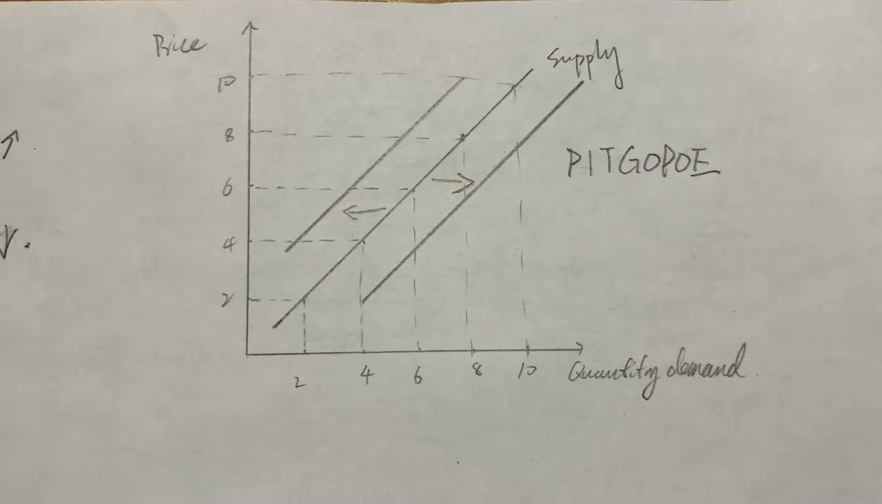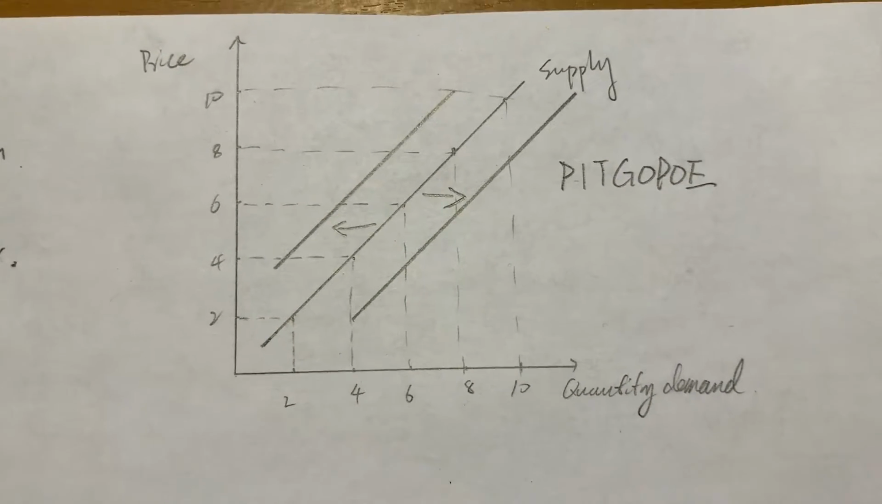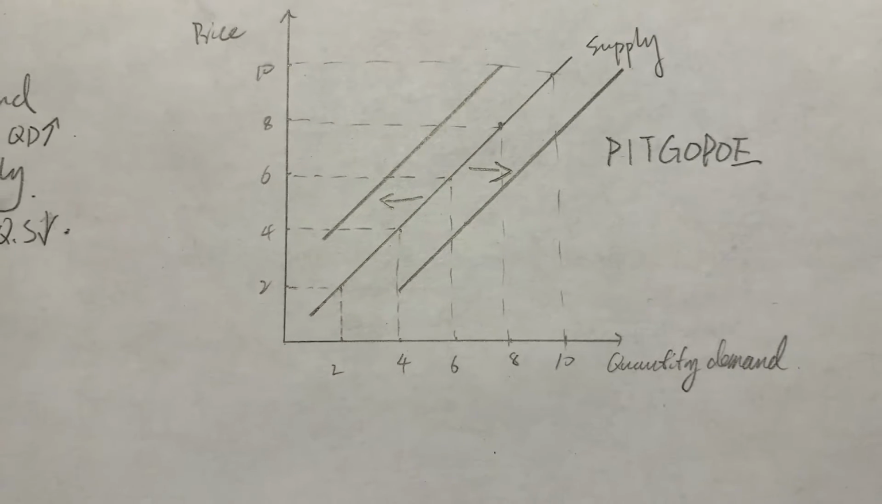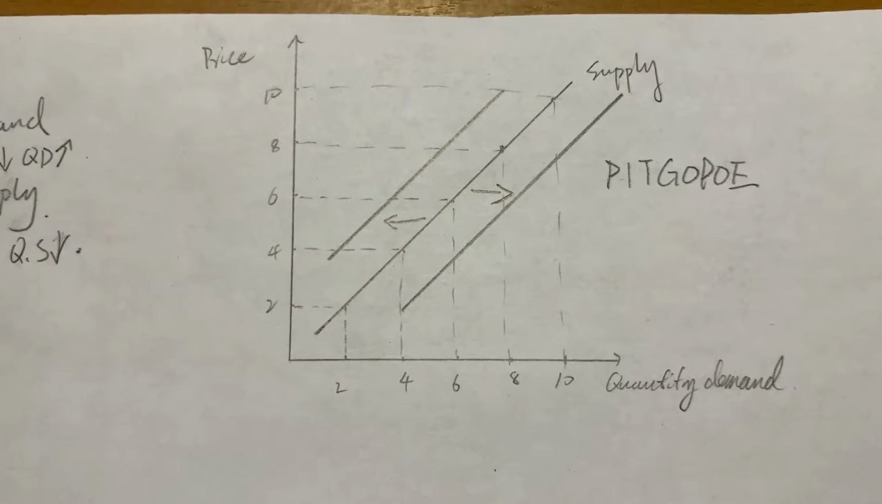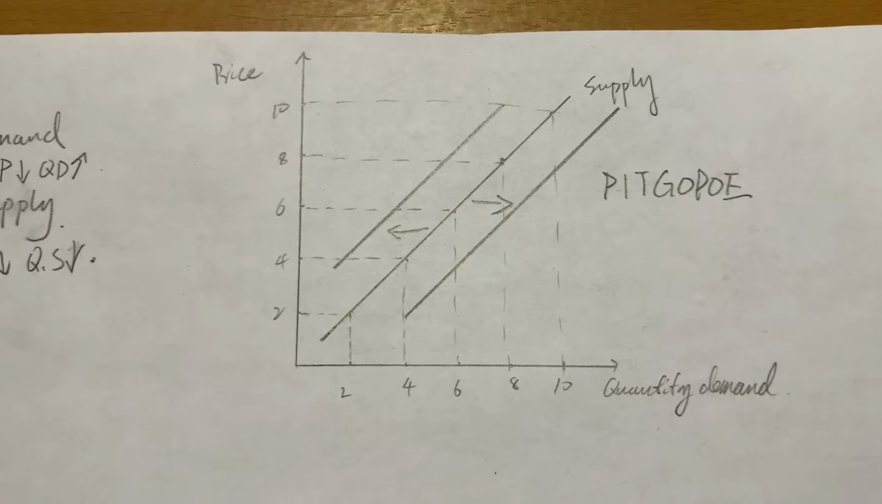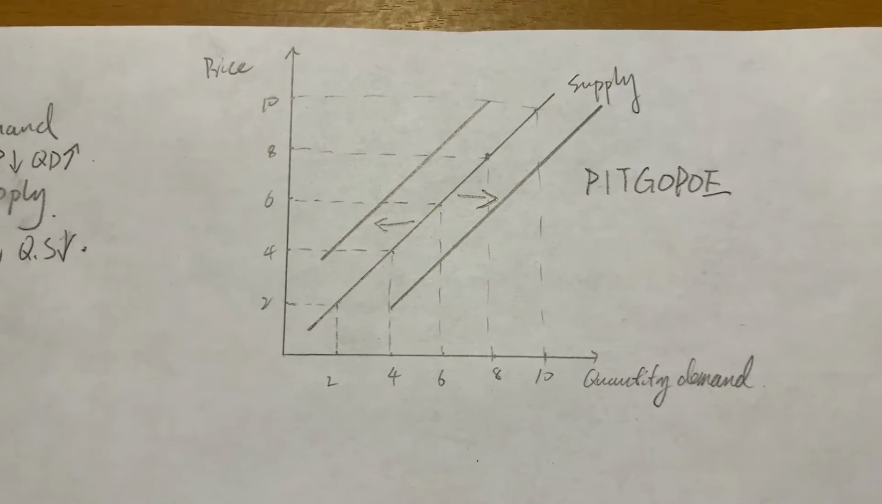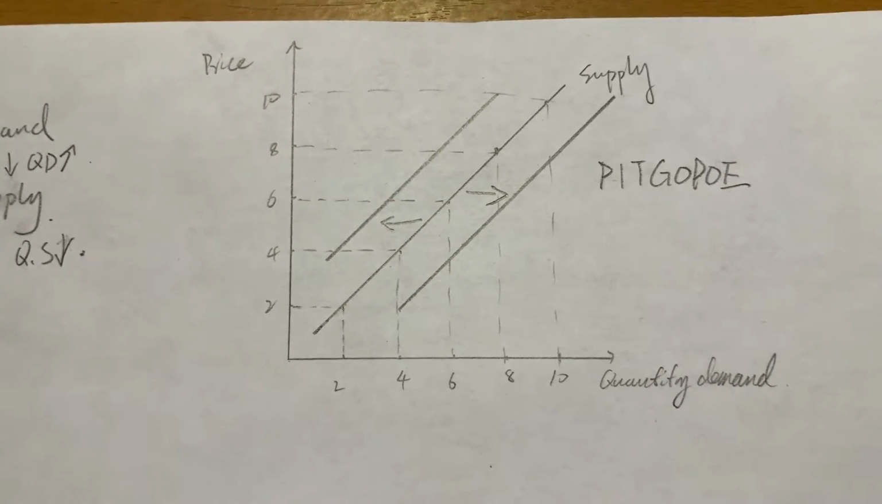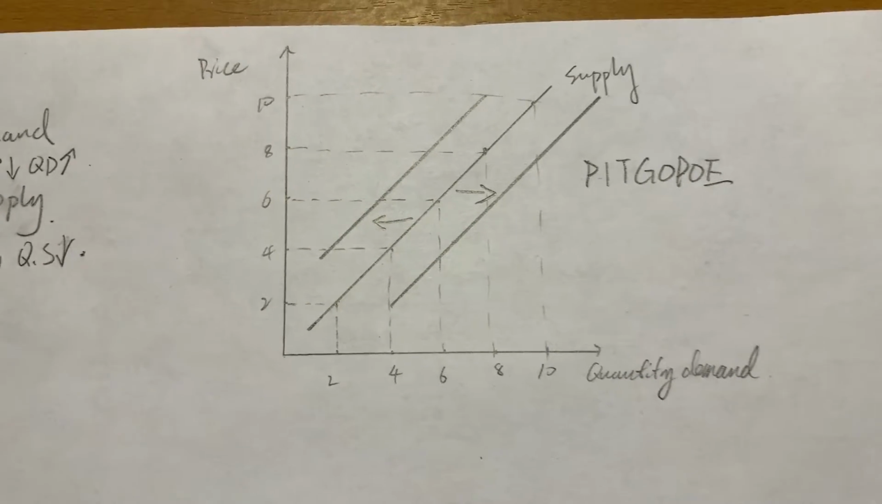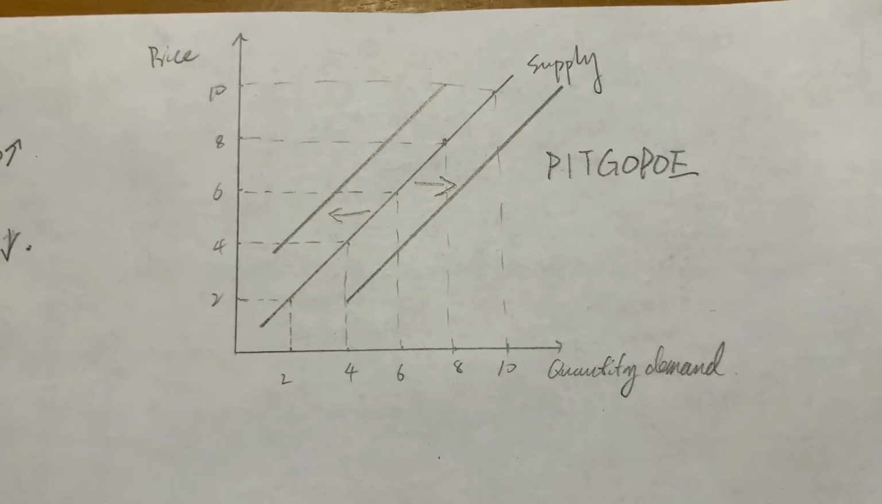The only thing that will change the supply curve is the PICKLE-B, which refers to the number of producers, input cost or input price, technology, government policy, and expectation. Only these could change the supply line or curve.